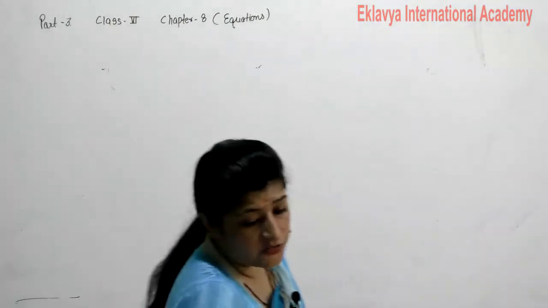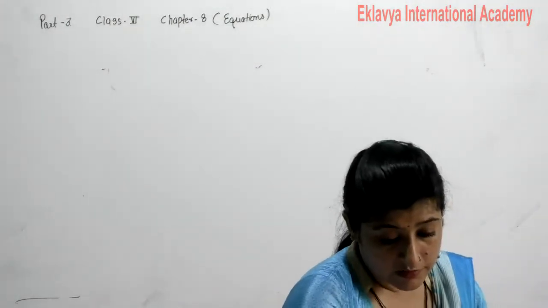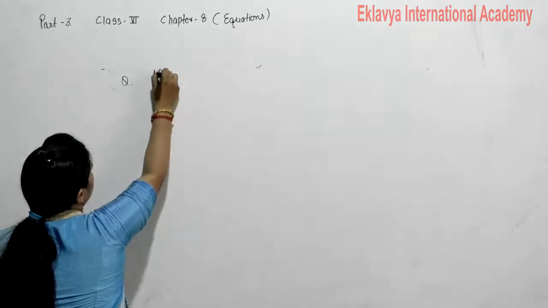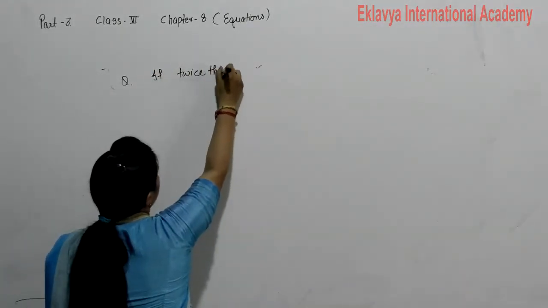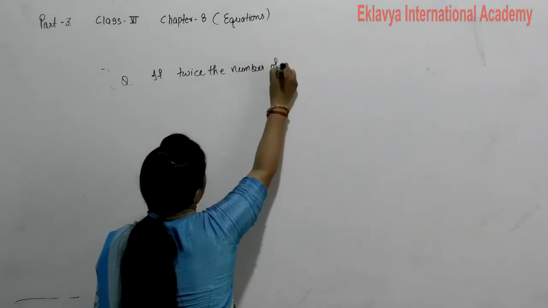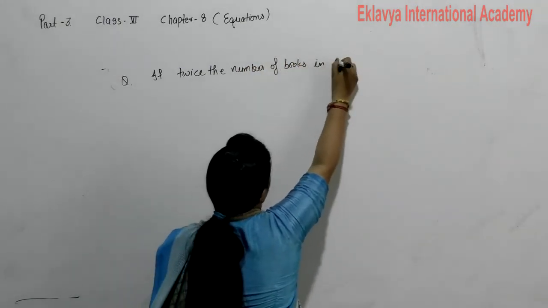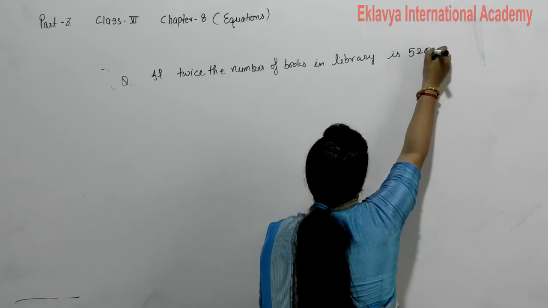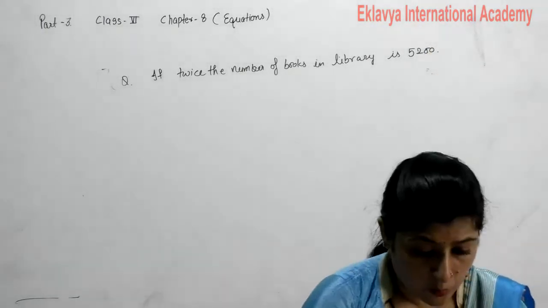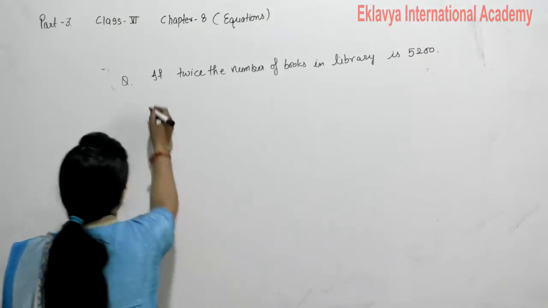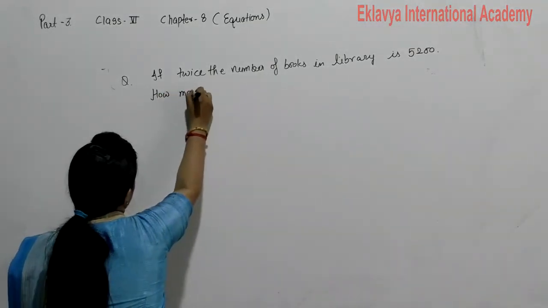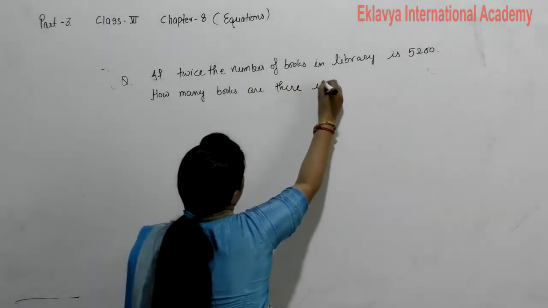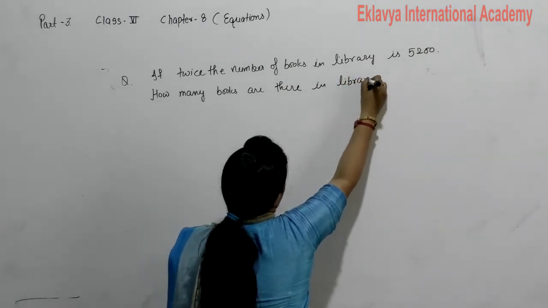Half the length of Janice's garden width. If twice the number of books in the library is 5200, how many books are there in the library?